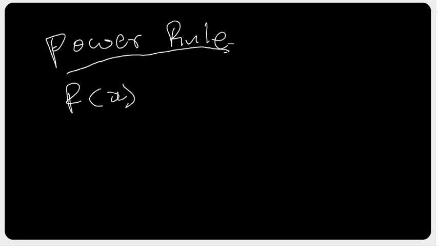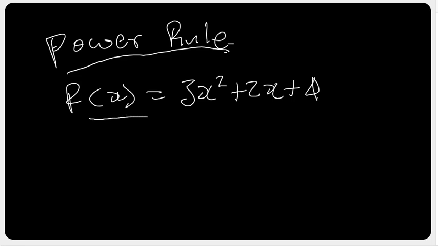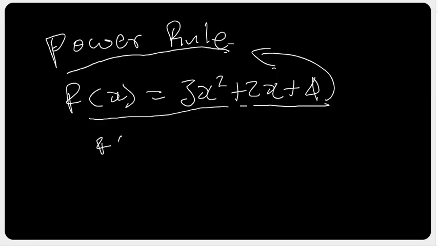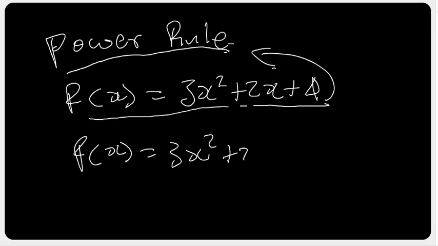I'm going to use the function f of x is equal to 3x squared plus 2x plus maybe 4 here. So to find the first derivative of this function using the power rule, before I do anything, let me just rewrite this. It's going to be f of x equals 3x squared plus 2x plus 4. So to find the first derivative of f of x, we are going to use the power rule.